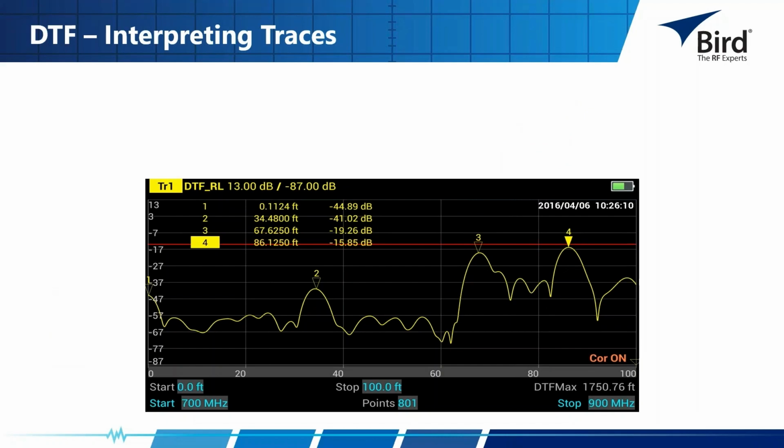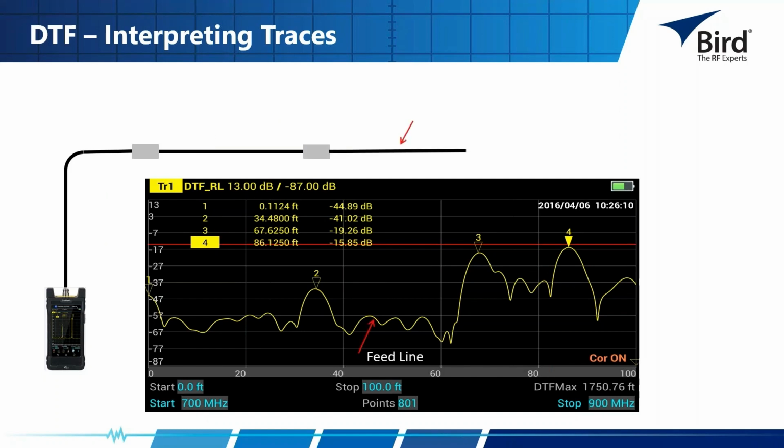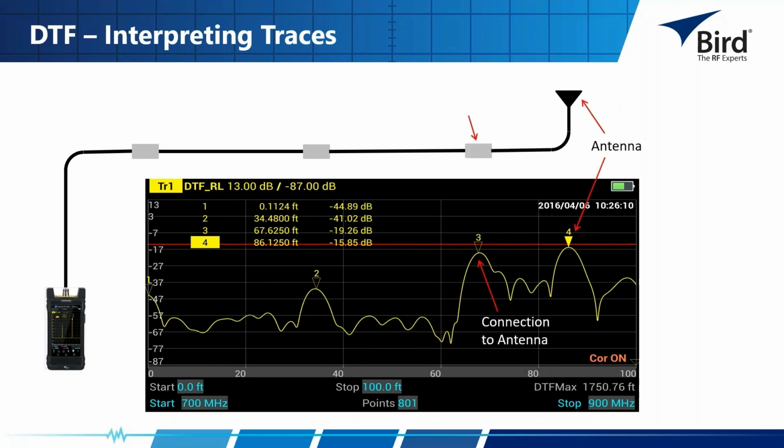Now, if I go to my next sweep, I start off, I have my initial connection. Here's my first section of feed line. I have my non-precision barrel. My second section of feed line. And here's my connector to the antenna. Remember, I said my antenna had about a 20-foot section of pigtail on it.